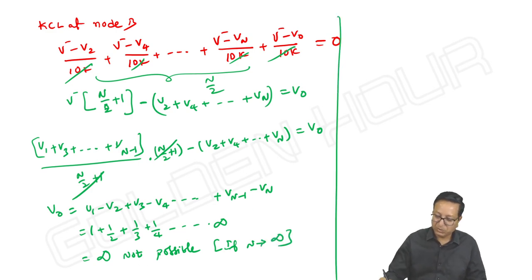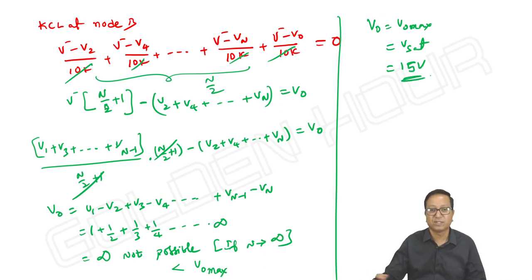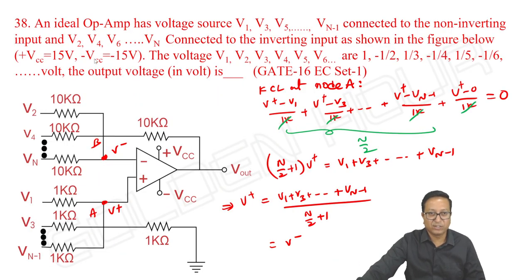Then what is V output? Because it is limited by V output maximum. Then what is V output? V output maximum. That is known as V saturation. In this example, it is 15 volts. That's it. Actually, something is missing in the data, that n is tending towards infinity. Something should be there, but that is missing.